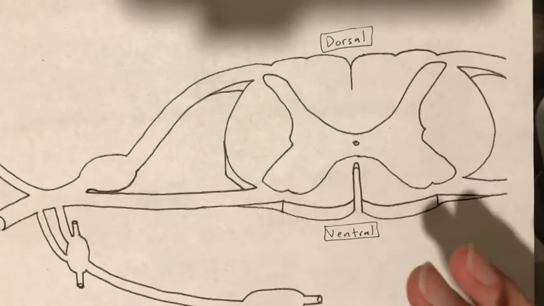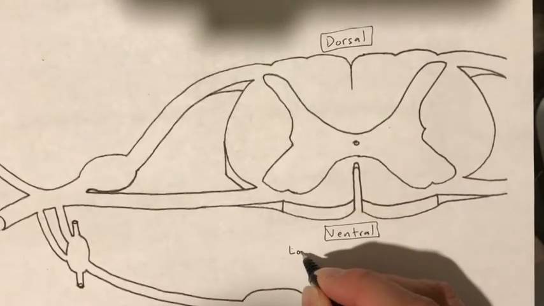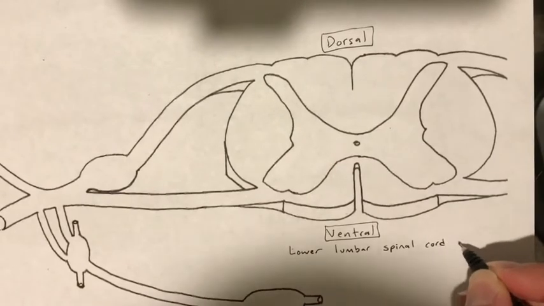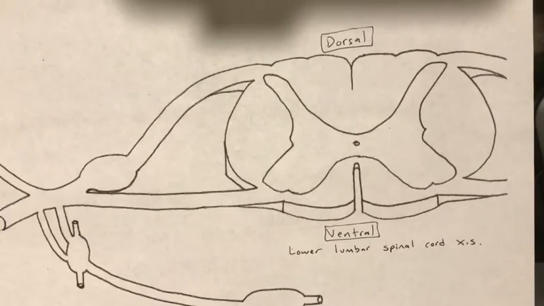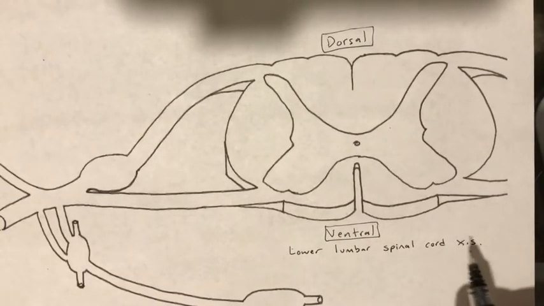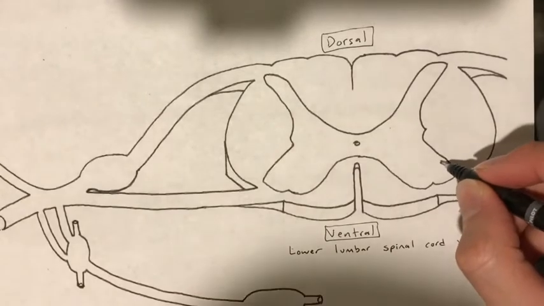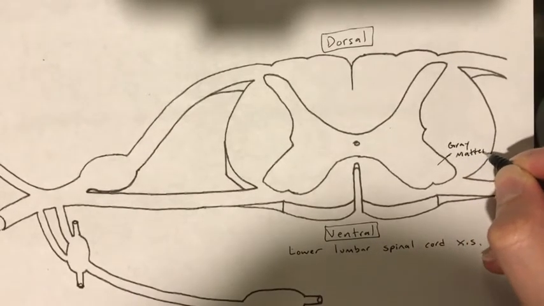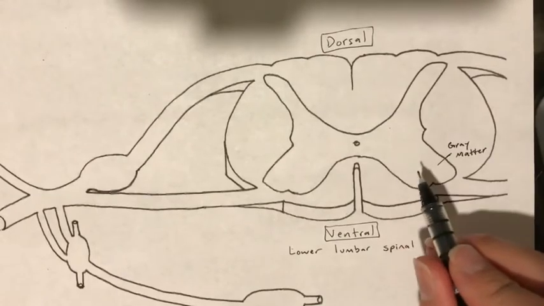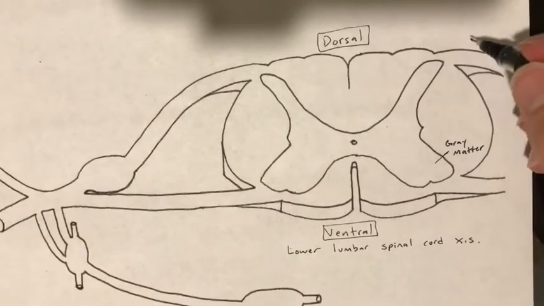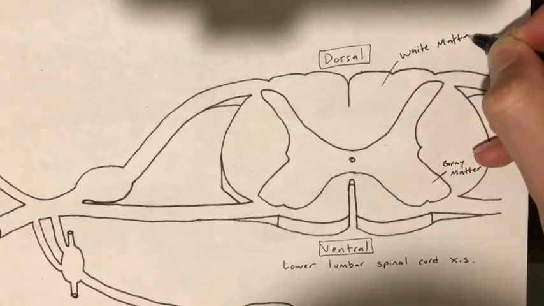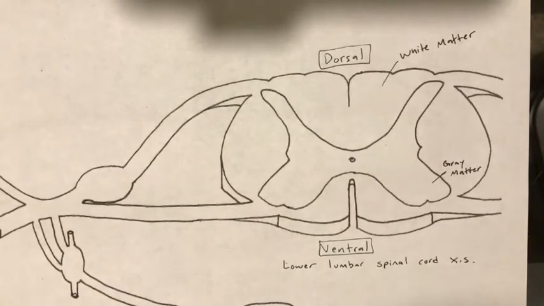And by the way, this is a slice of a lower lumbar spinal cord. It's just a cross section of that lower lumbar level. In other words, it's a transverse section. So this part of the spinal cord is our gray matter. Gray matter contains mostly cell bodies, so the cell bodies of neurons are going to be found there for the most part. And then surrounding it is going to be our white matter. And white matter consists mostly of axons.